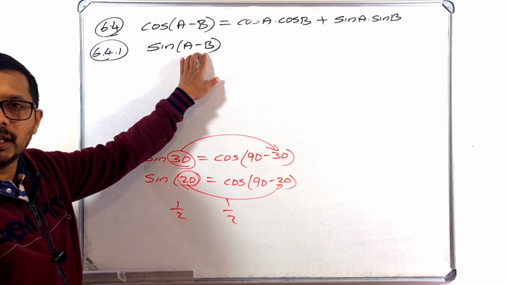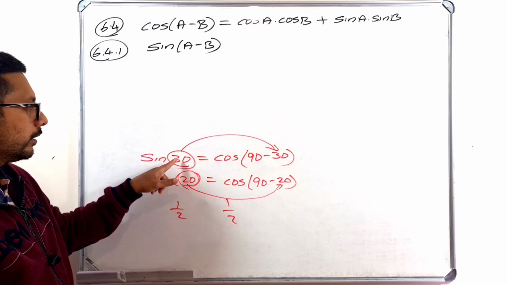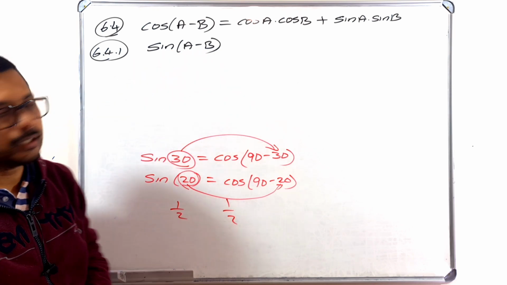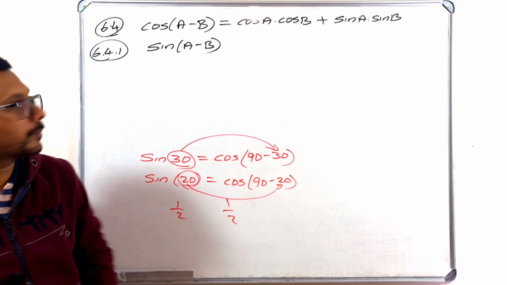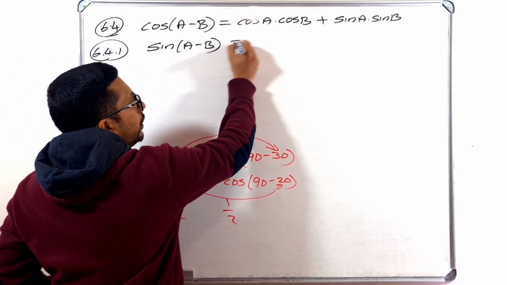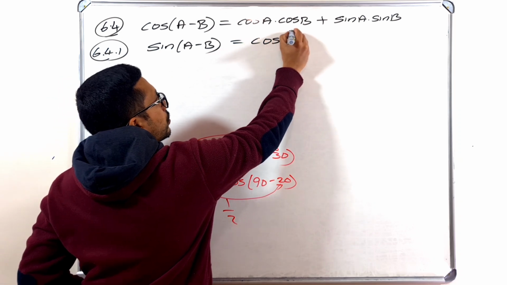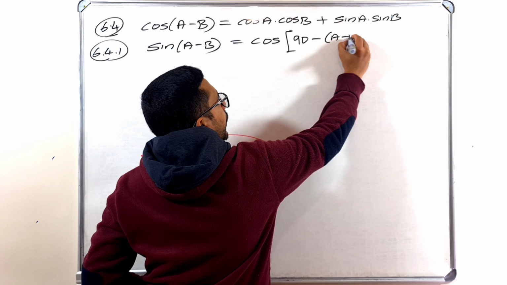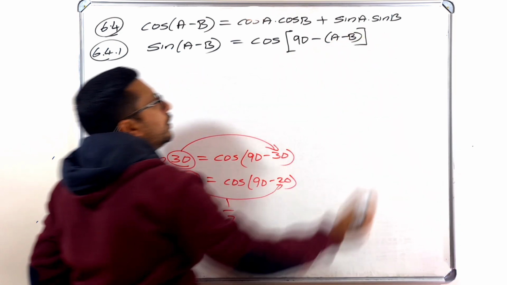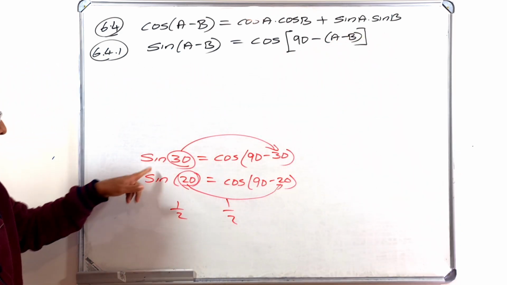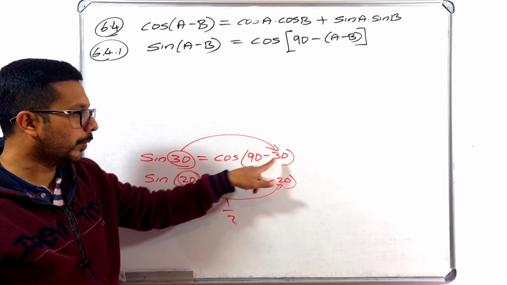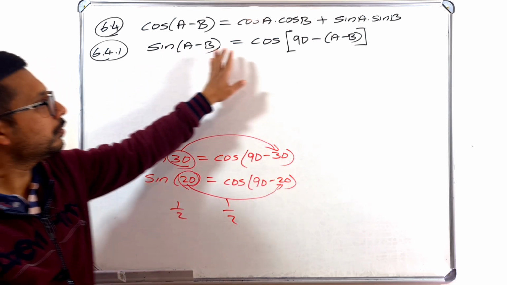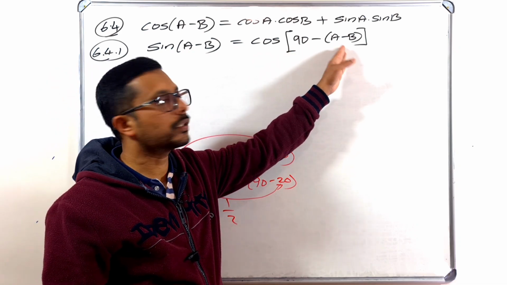Now look at this one. Sine of an angle, a minus b is an angle, like a minus b is 30. Sine of an angle, how can you write that as cos? Here we can write it as cos of 90 minus that angle, a minus b. Sine of 30 is cos of 90 minus that angle. So sine of that angle is equal to cos of 90 minus that angle.